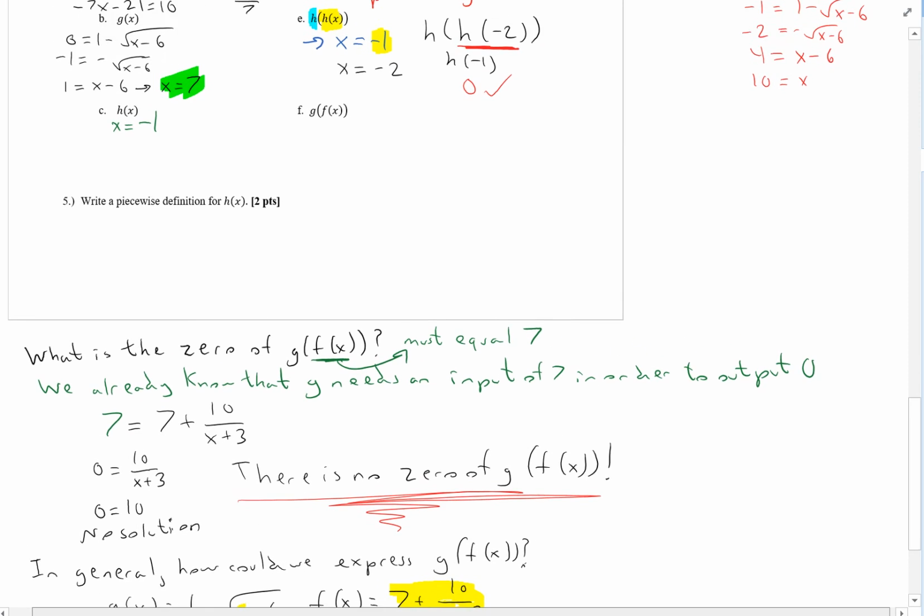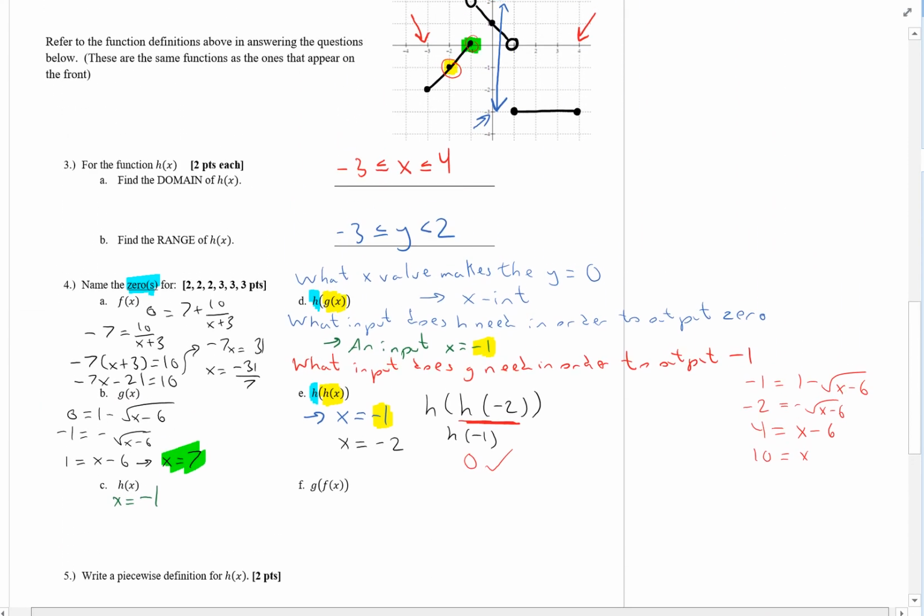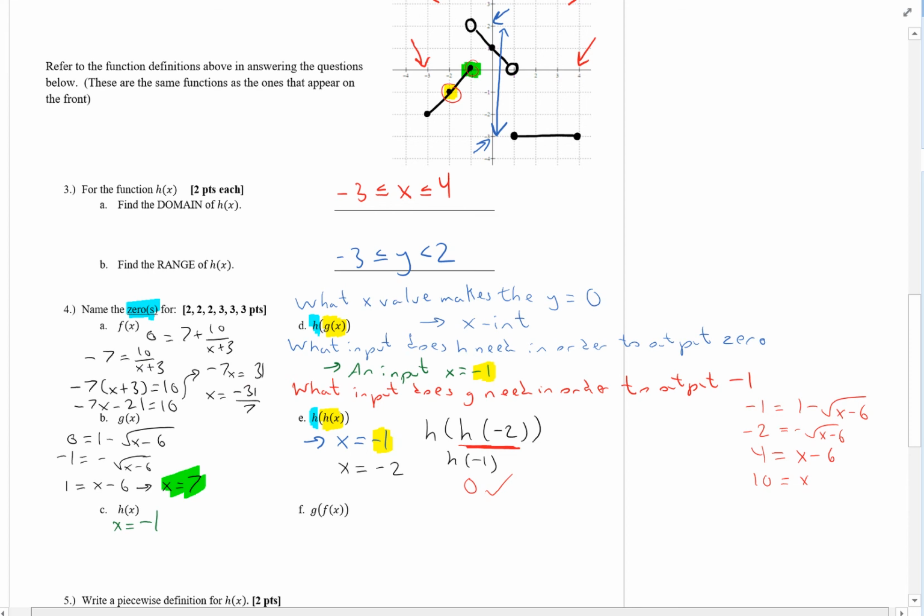Alright, back up to the last problem. A piecewise definition for h of x. So hopefully I can fit everything here. I'm going to answer this in the space we didn't use, just because it's the space that I can still see the function. This is going to require me to write the equation of some lines.